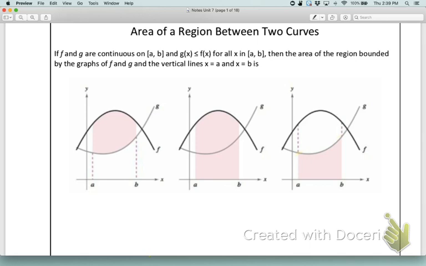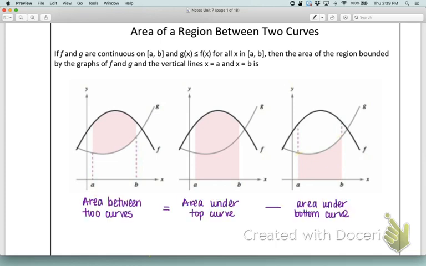Let's talk about this verbally first, and then we're going to put it into some calculus. Our process is going to look something like this. If I want to find the area between two curves, then I need to find the area underneath the top curve, and I need to subtract the area under the bottom curve.